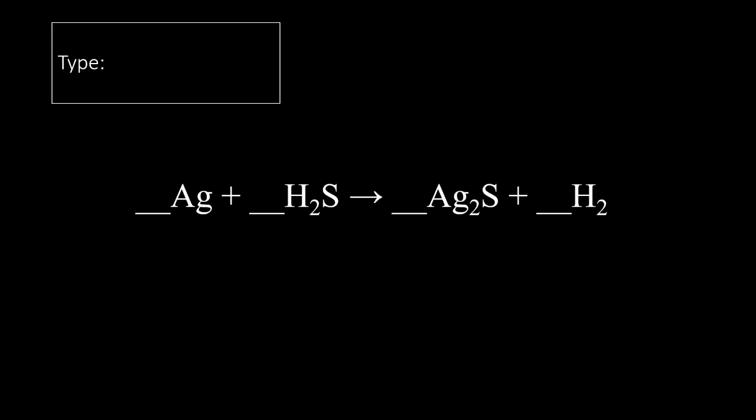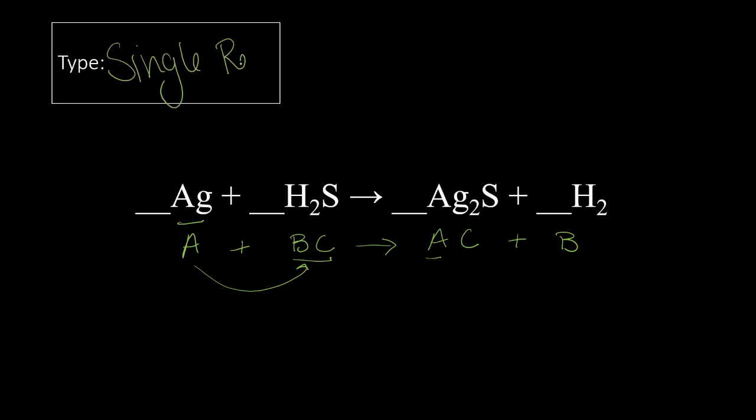All right, this is silver plus hydrosulfuric acid. And then that produces silver sulfide and hydrogen. I have an element plus a compound, splits, and that A takes the spot. Right now I have AC plus B. An element plus a compound, that new element kicked hydrogen out of the compound and left it on its own. This is a single replacement reaction.